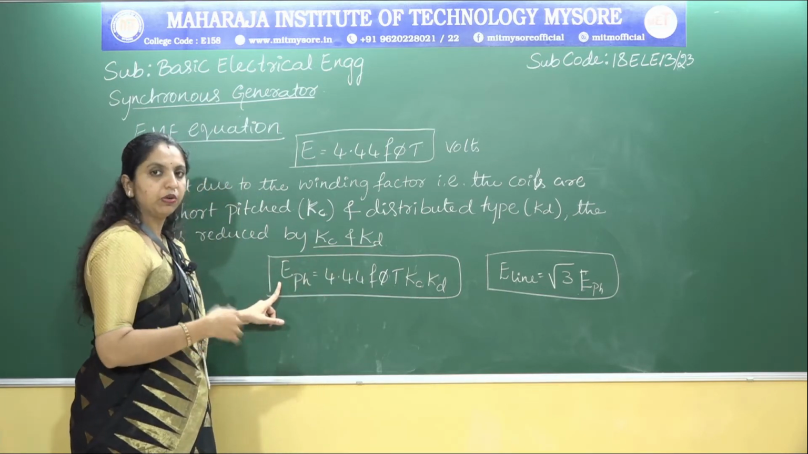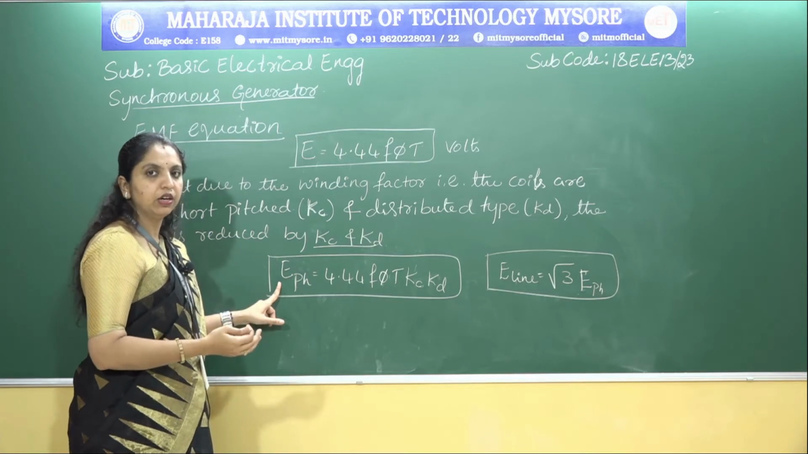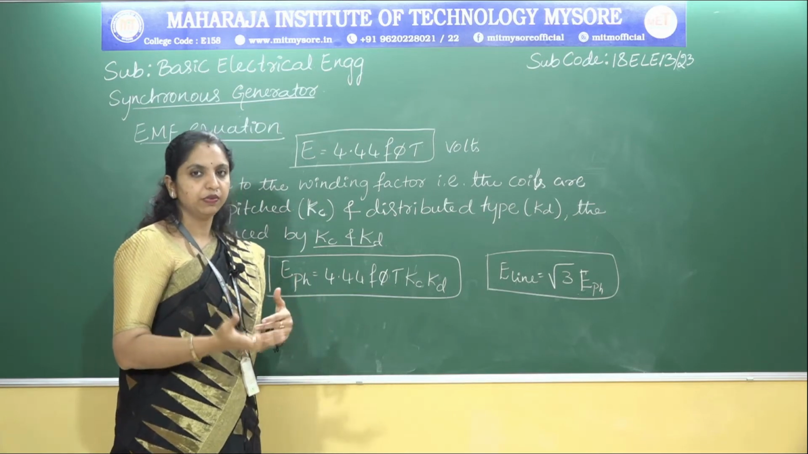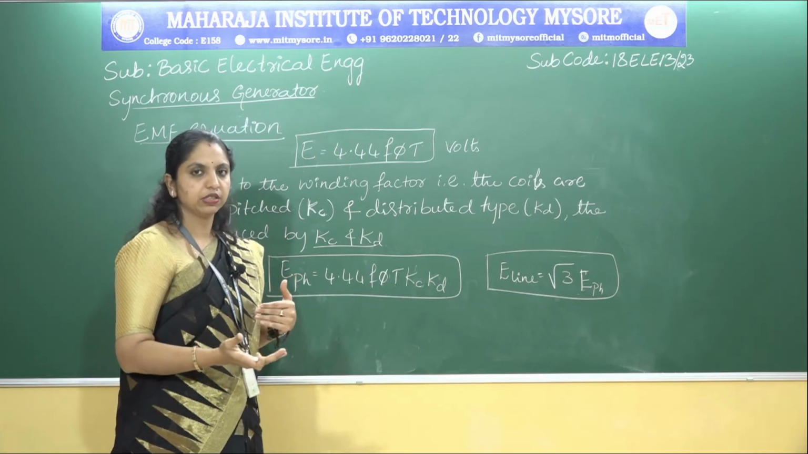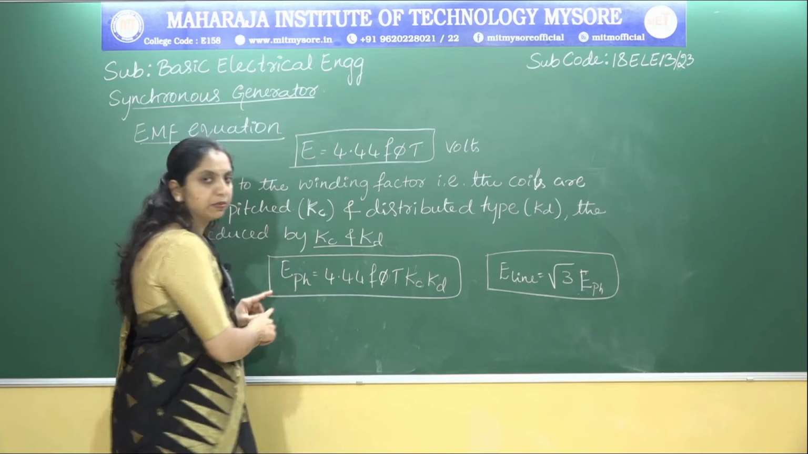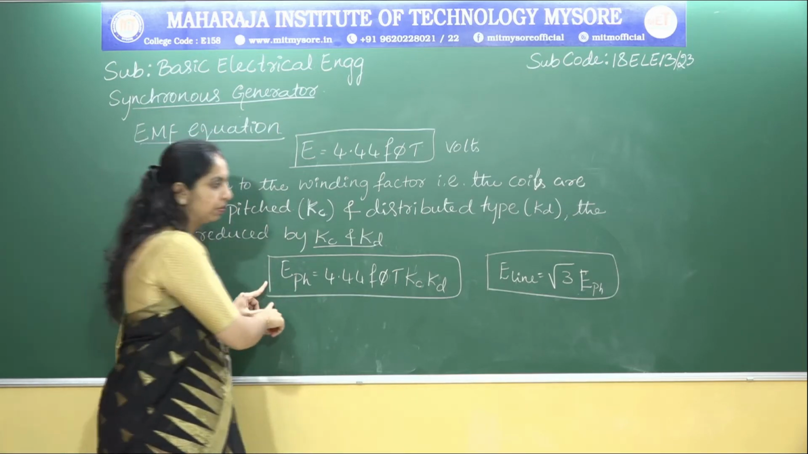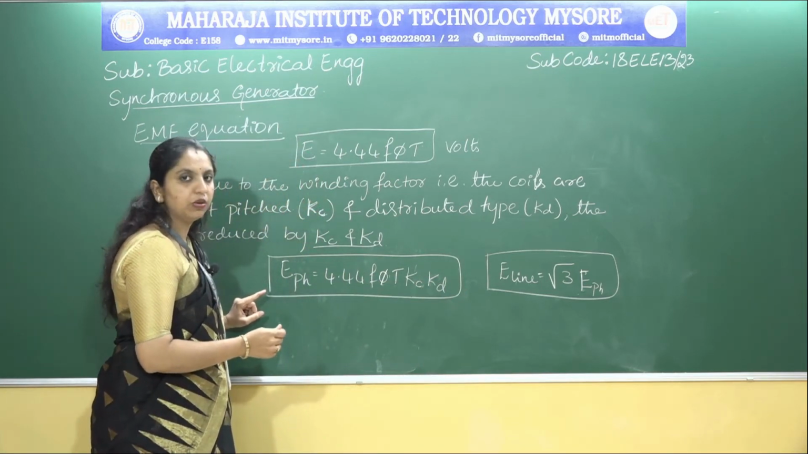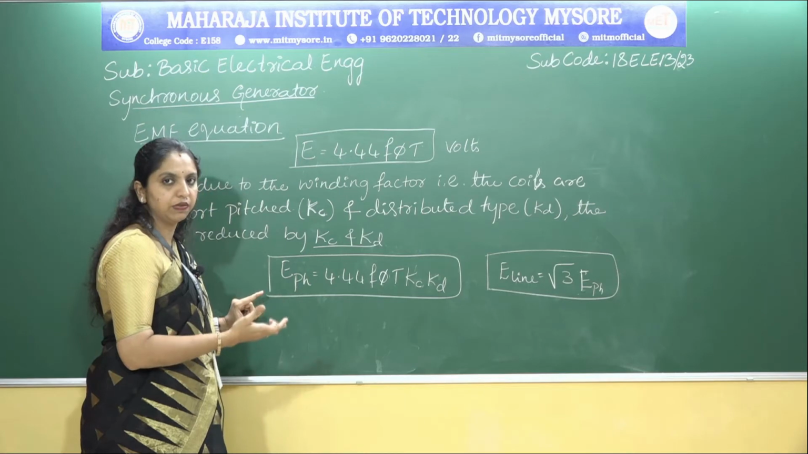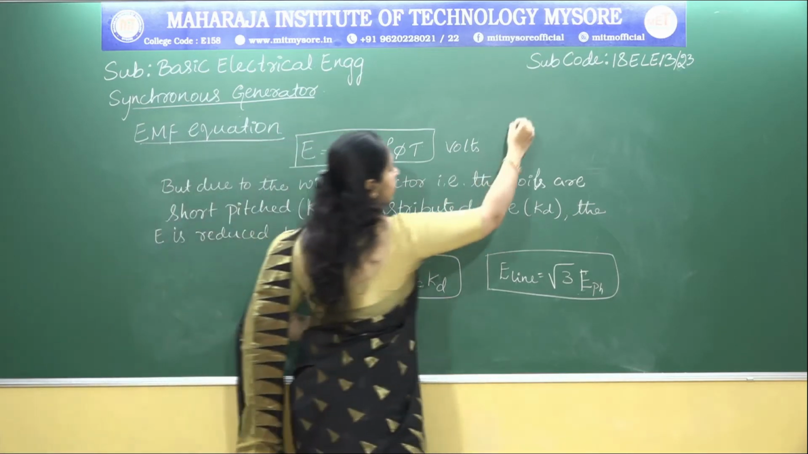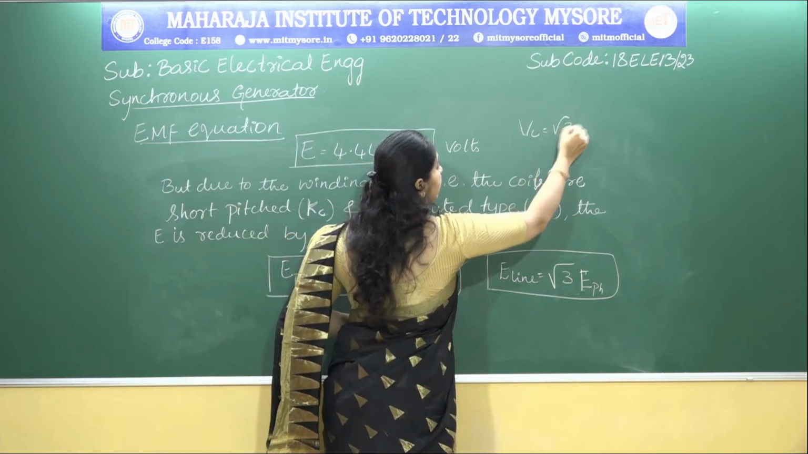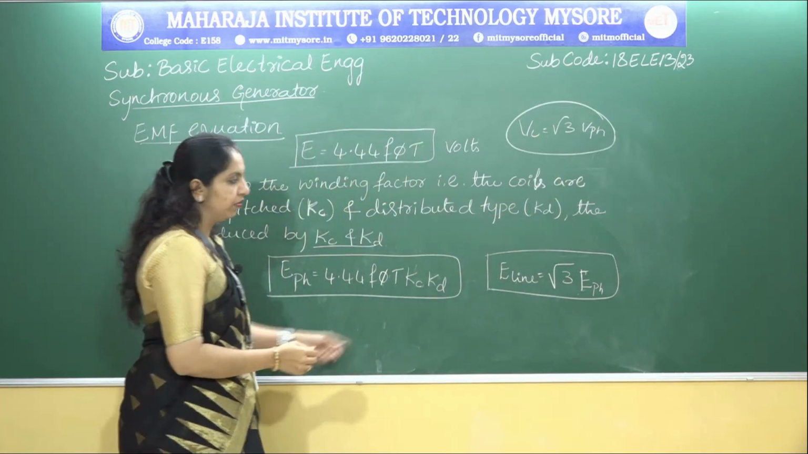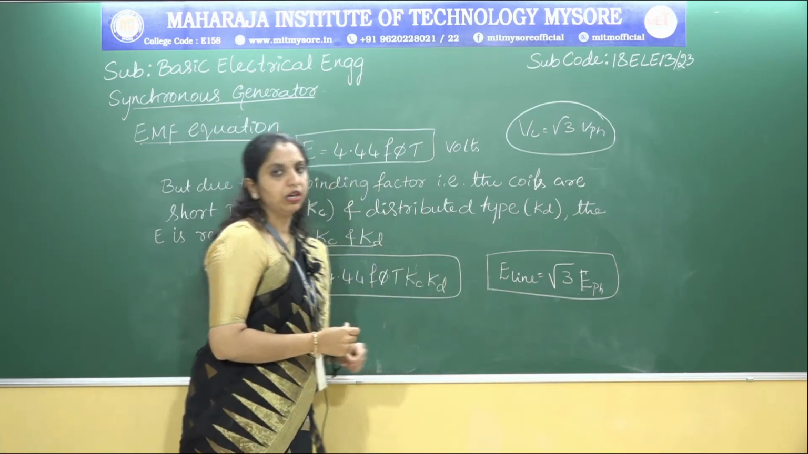Finally, if we want to express the line EMF, that is EL, already you are familiar with the concept, that is the relationship between the line values and the phase values, line voltage and phase voltage. Similarly, we are going to express the same induced EMF in terms of line. EL is equal to root 3 into Eph, as we have already discussed in the 3-phase circuit. So we derived the expression VL is equal to root 3 Vph. Similarly, we express the induced EMF EL is equal to root 3 into Eph.